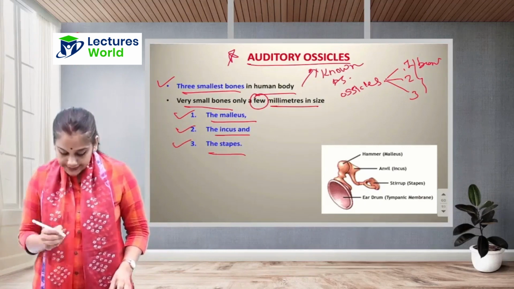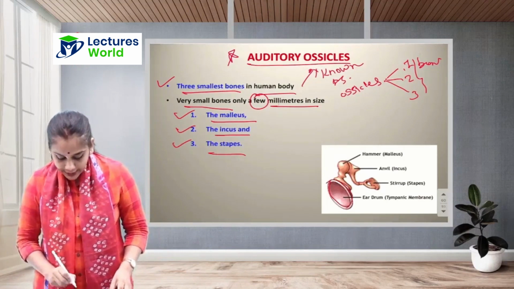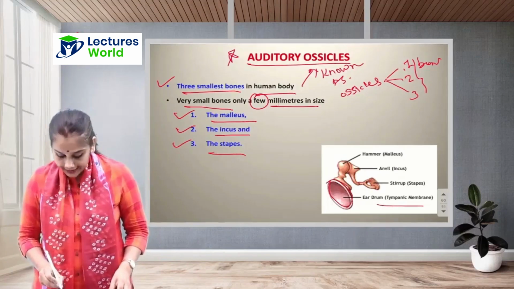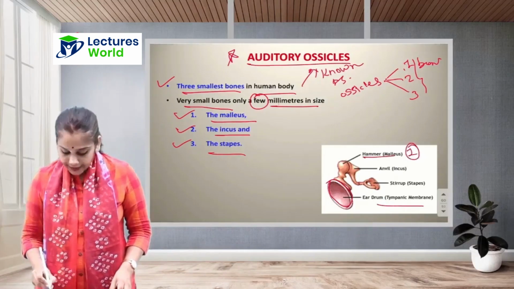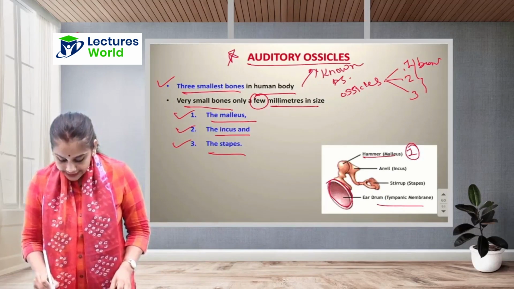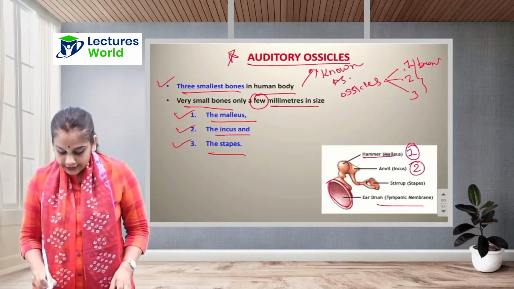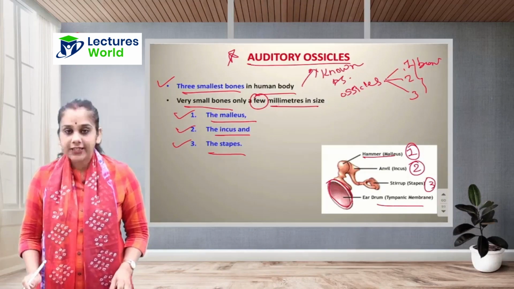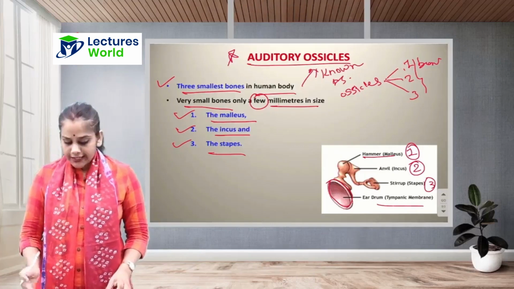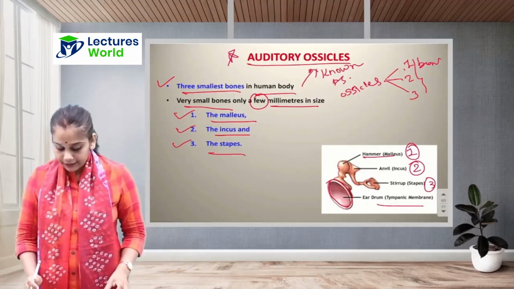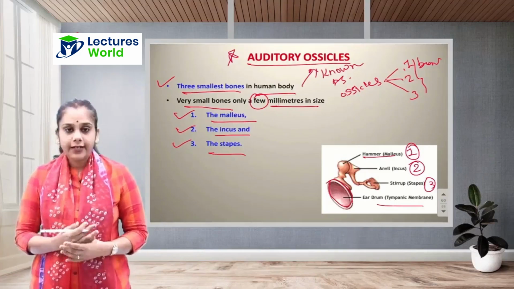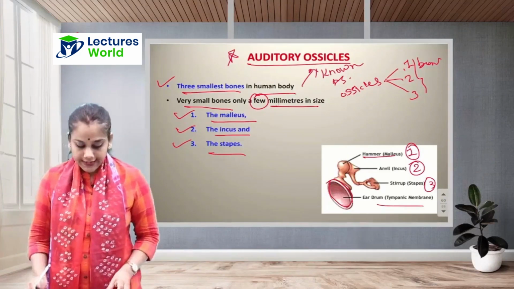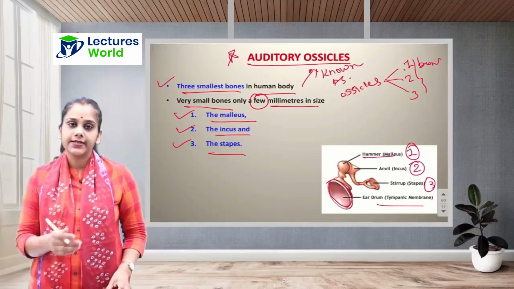Three bones. You can see in the figure, this is the eardrum, or the tympanic membrane. The first one looks like a hammer, so it is the malleus. The second is anvil shaped, that is the incus, and the third is stirrup shaped, that is the stapes. So they are also known as the hammer, anvil, and stirrup. These are the three bones of the middle ear: the malleus, incus, and stapes.